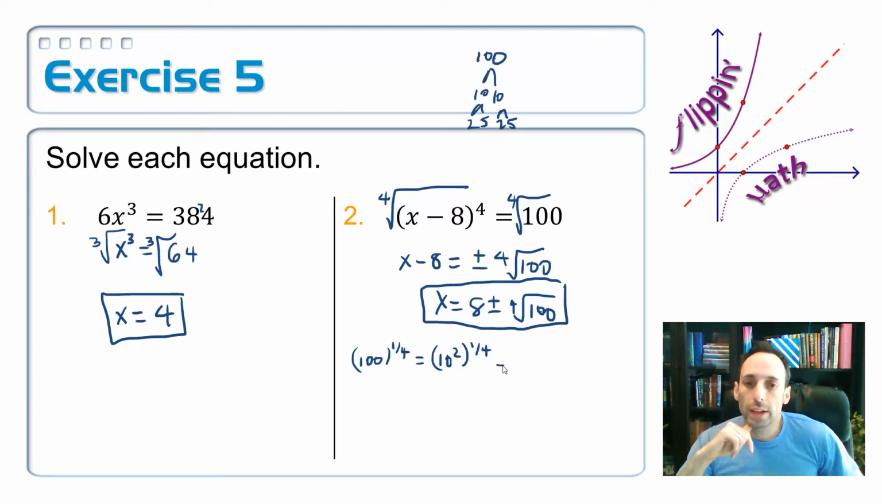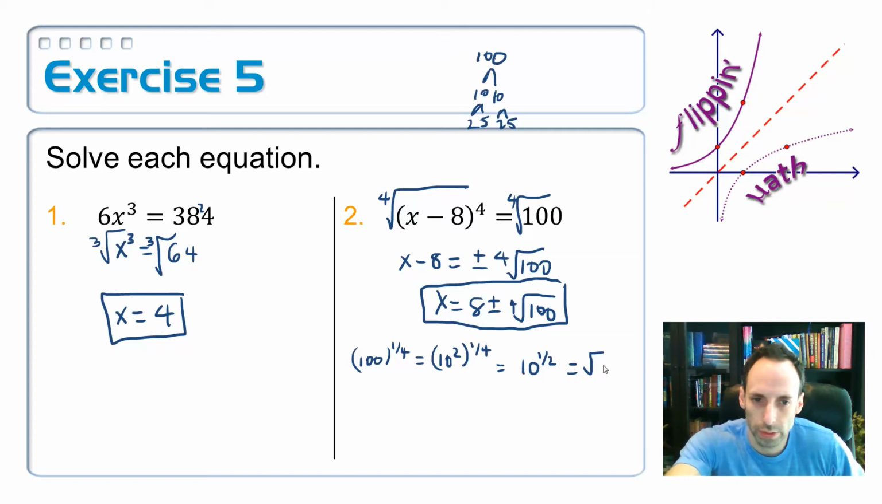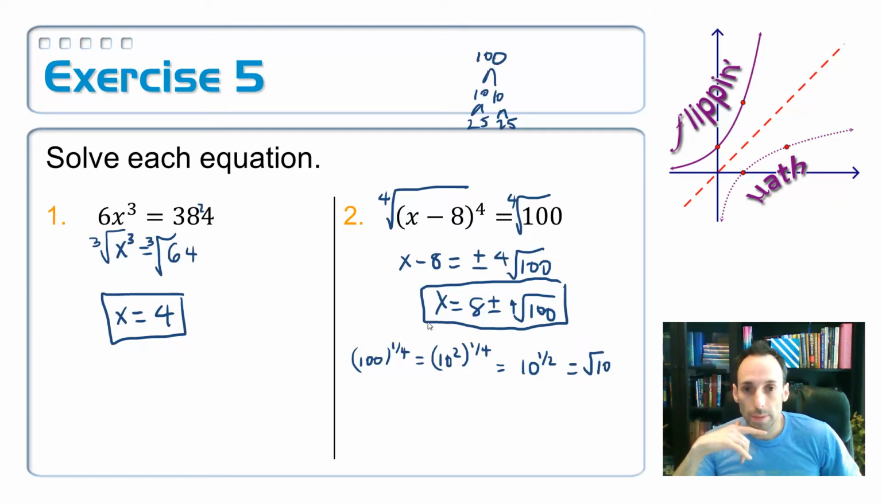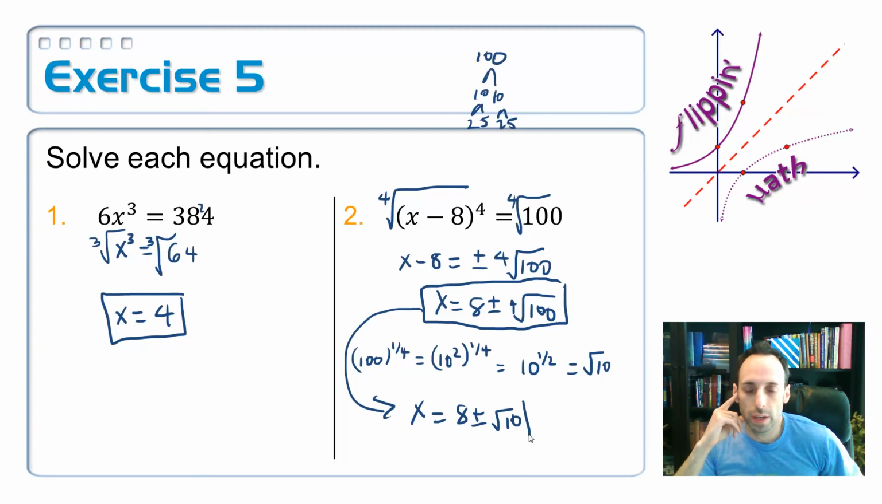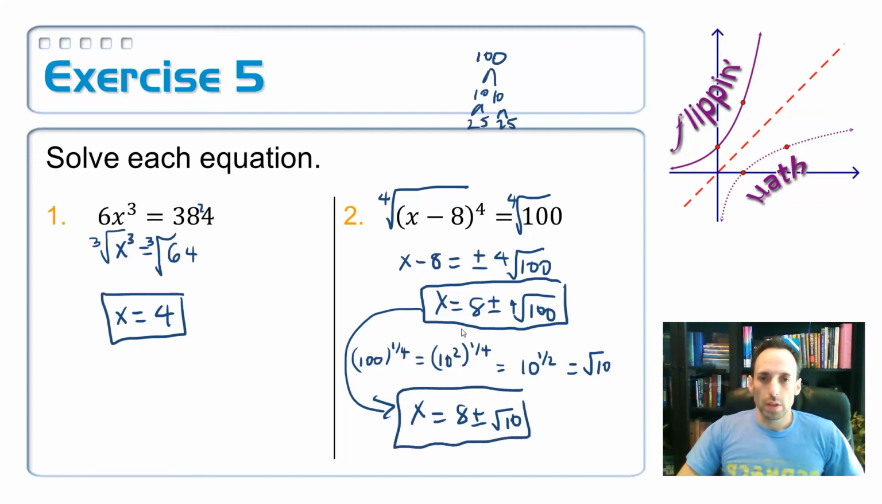And then that, like a power to a power, so I can multiply the 2 times the 1/4 on the exponents, and that is 10 to the 1/2 power, which is the same thing as the square root of, not 2, what? 10. Crazy. So I could have rewritten this as x is equal to 8 plus or minus the square root of 10. All right, there you go. There's objective 1 done.